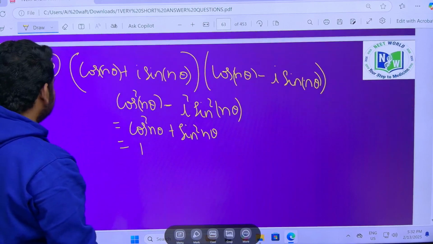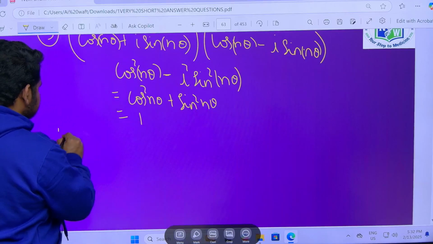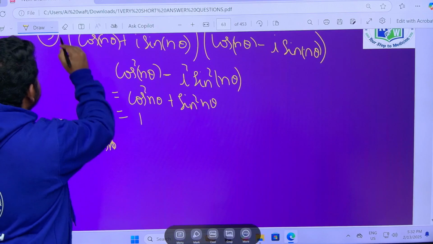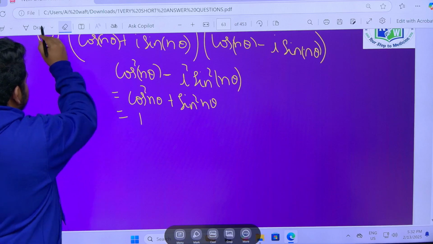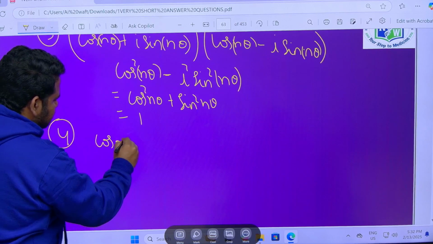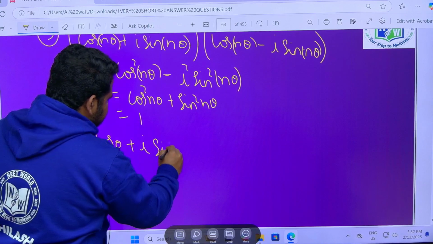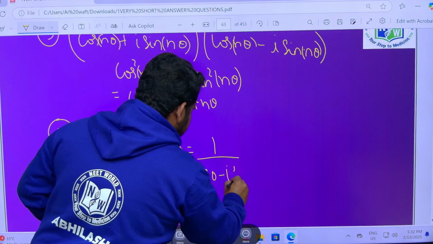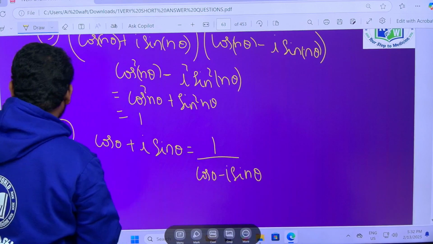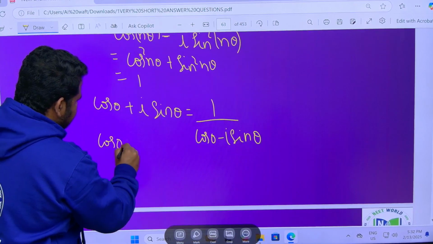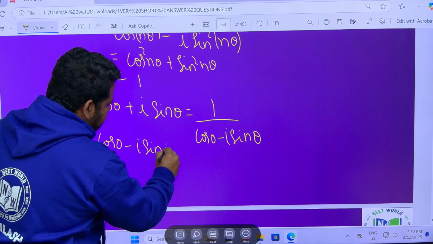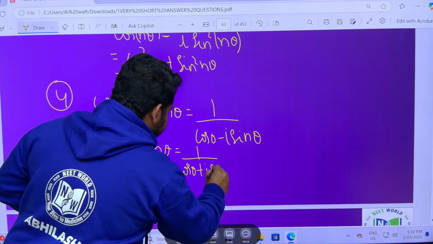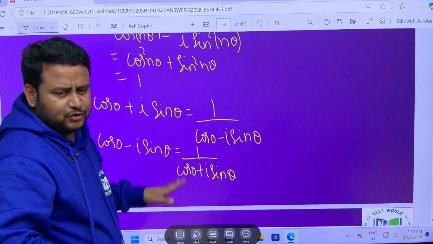So using this we can write, even with just theta, cos theta plus i sin theta is equal to 1 by (cos theta minus i sin theta). Similarly, you can write cos theta minus i sin theta is equal to 1 by (cos theta plus i sin theta). Got it? These are very important results you have to remember.